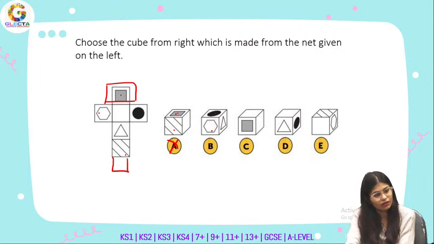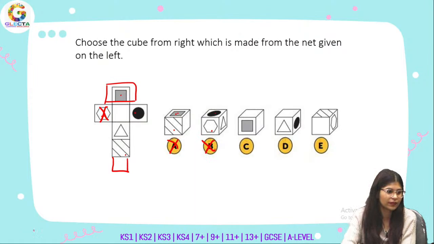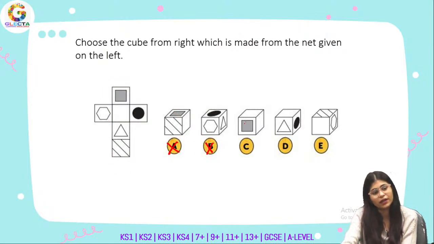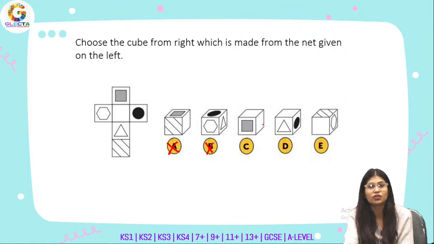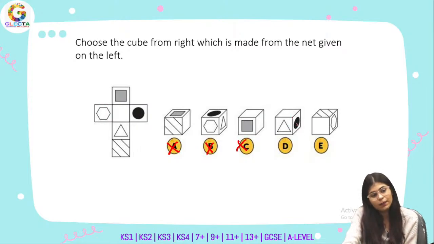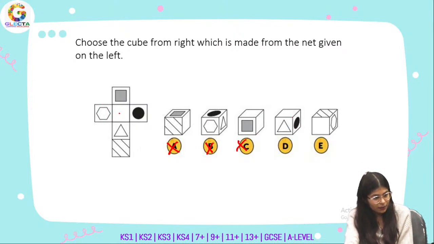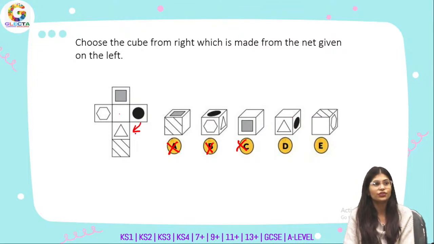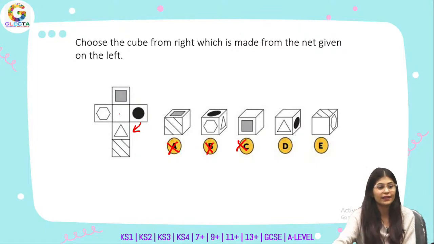Circle and hexagon. Opposites. Obviously no. So no to this one, no to this one. Blank and blank. There's only one blank present, so the second one can also not be blank. So no. Triangle, blank and circle. Just touch the circle to the triangle. Make sense? And that way you'll get D as your answer.